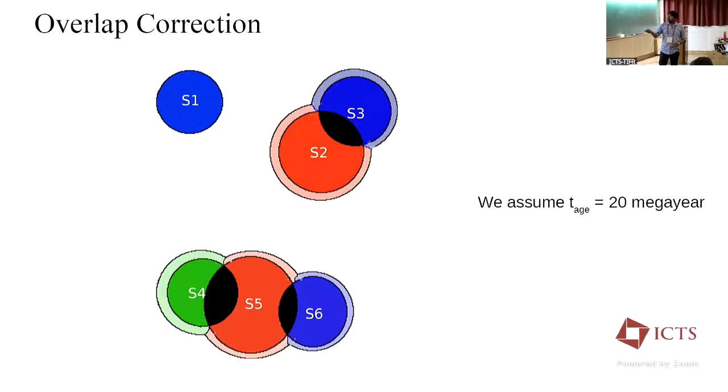Another thing which we need to account for is that, let's say there are two sources nearby and their individual ionized regions start to overlap.